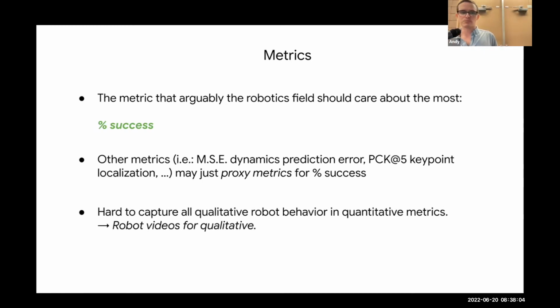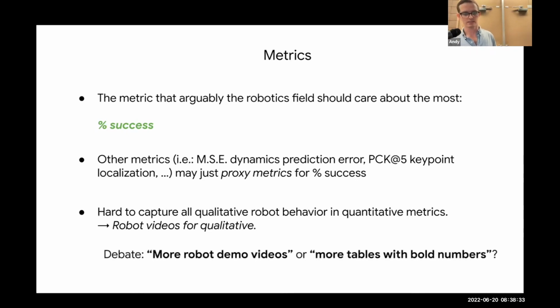That said, I think it is really hard to capture all qualitative robot behavior in quantitative metrics, and there's basically no way around it. I already talked about videos once, but videos of robots actually doing things communicate so much of the qualitative nature of how the robot is functioning that's really hard to capture with quantitative metrics. So the combination of percent success, maybe other metrics if you need them, and videos is the best mix.